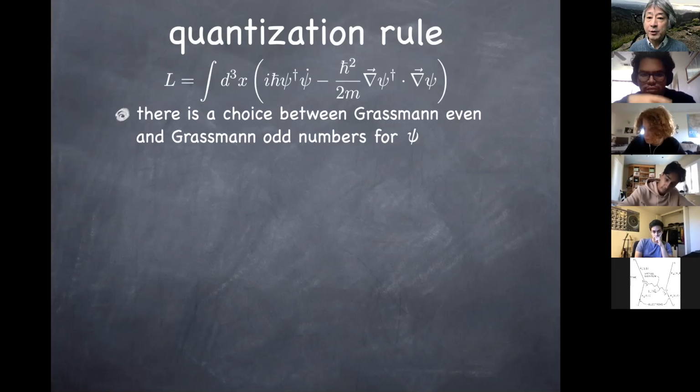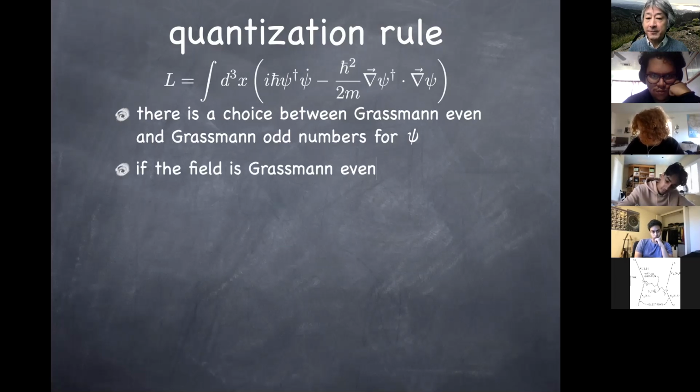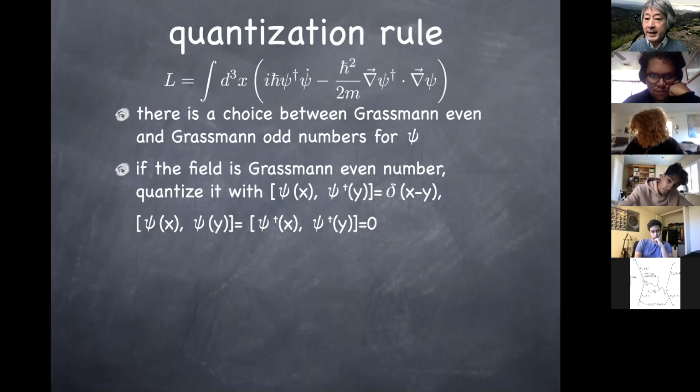But before you go ahead and quantize this Lagrangian of the Schrödinger field theory, you have to decide whether this psi is a normal number, Grassmann even, or this bizarre anti-commuting number, Grassmann odd. When you're just staring at this form of the Lagrangian, you don't necessarily know whether psi is Grassmann even or Grassmann odd. So in order to understand your quantum field theory, you don't just write down this Lagrangian, but you have to specify whether the field is a Grassmann even number or a Grassmann odd number. So you have two versions of the Schrödinger field theory now.